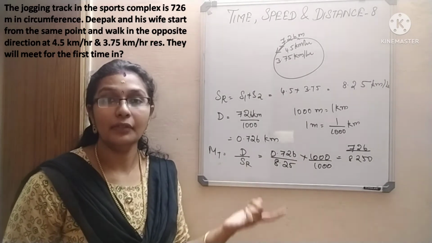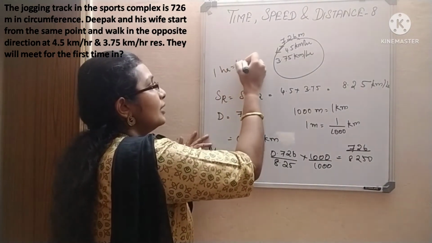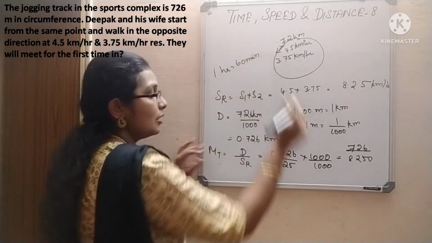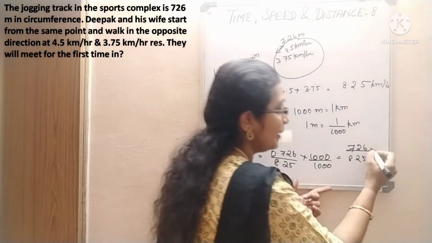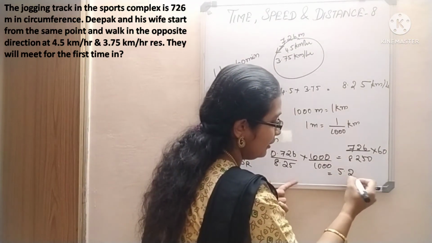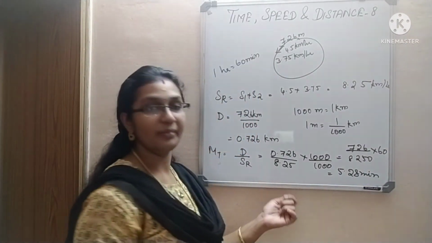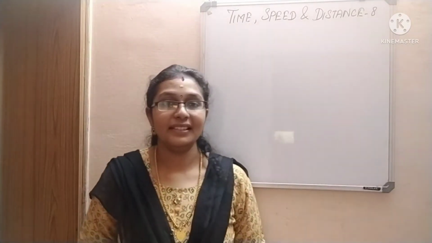So you'll have to convert it into minutes. 1 hour is equal to 60 minutes. So this is in hours, you'll have to convert to minutes, so you multiply it by 60. On simplifying, we get around 5.28 minutes. So check for this answer. Clear? Yes. See the next type of question.